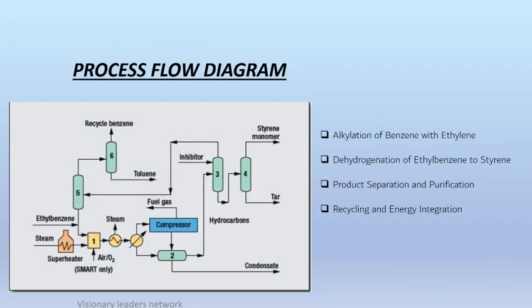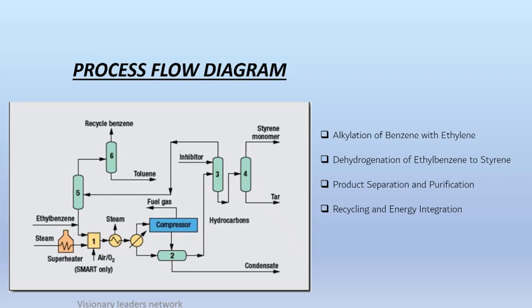So this is our process flow diagram, and it shows how raw materials are processed into a finished product. The process flow diagram provides a visual representation of the process, showing the major equipment and streams. It's a useful tool for understanding the process and identifying potential areas for improvement.